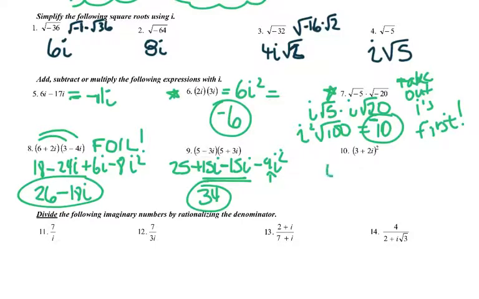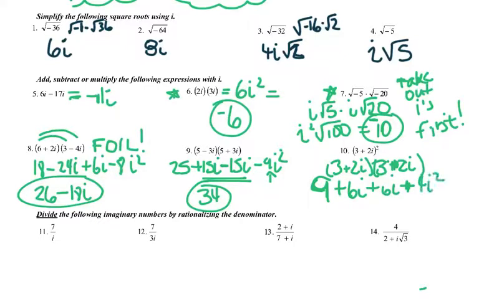And then number 10, we want to make sure we don't get what? Foiled again. We want to make sure we write it out 2 times. 3 times 3 there, 9. 9 plus 6i plus 6i. That's a plus there. So it's going to be plus 4i squared. 4i squared, same thing as negative 4. 9 minus 4 is 5 plus 12i. Perfect.